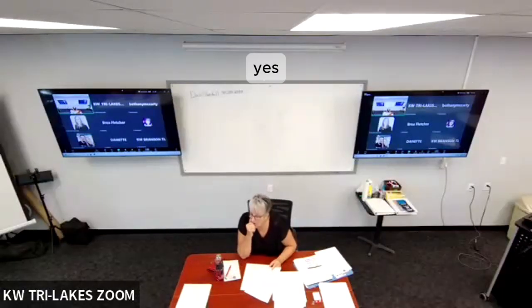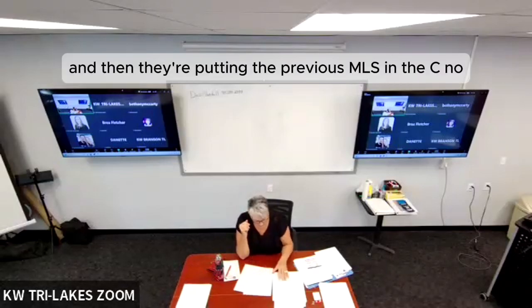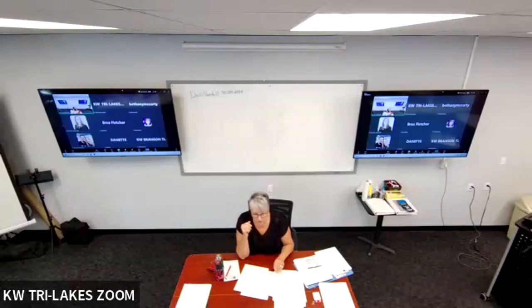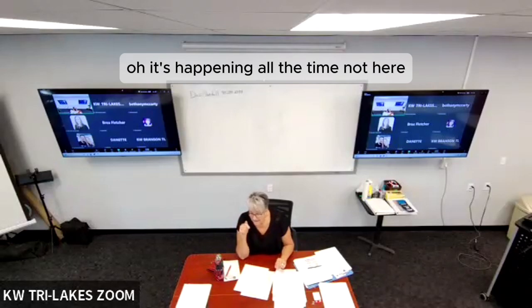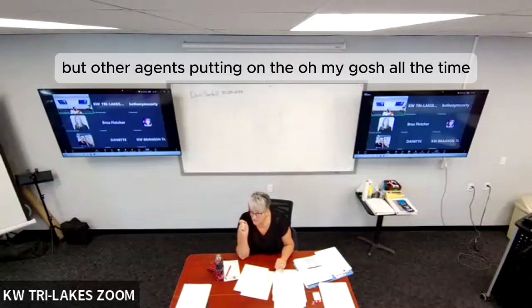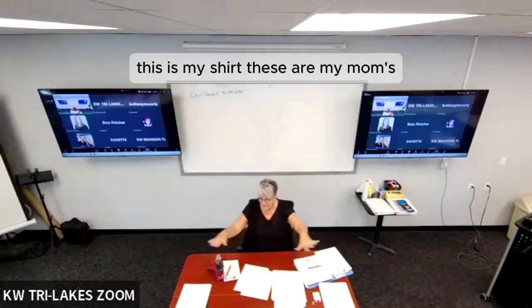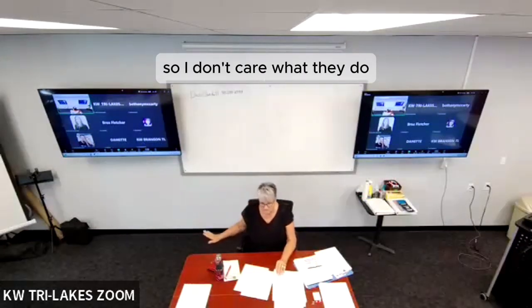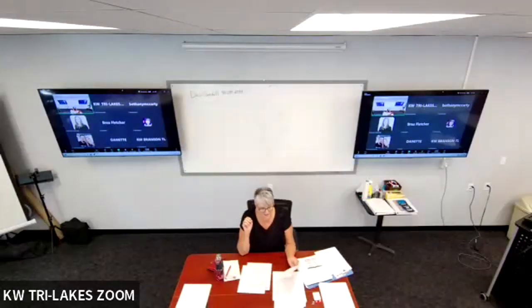Okay, seller's disclosure statement is done. Question: I see a few agents marking "other" and then putting the previous MLS in there instead of yes or no. I've seen a lot of those actually. It's happening all the time, not in our brokerage, but other agents do that on the MLS. Don't ever, never ever do that. Put it in other, stating previous MLS listing.